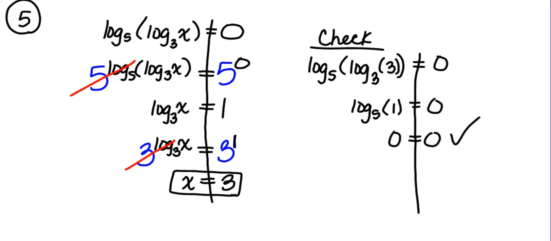0 equals 0, check. So to actually check this one, we had to use properties twice. We used properties to know that that was 1. And then we used our properties again to know that that equals 0.